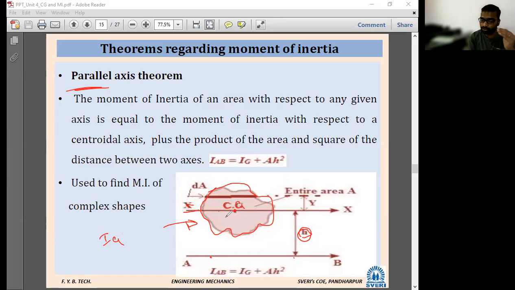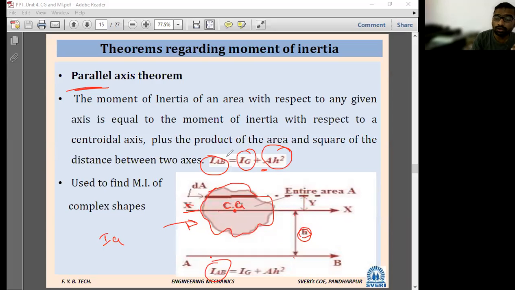So when you shift the moment of inertia from the centroidal axis to the parallel axis AB line, IAB is equal to the moment of inertia about the centroidal axis plus the product of the area of this lamina and H square. What is H? H is the distance between the centroidal axis of the area and the AB line. This is the H. Is it clear, everyone? Yes, sir.